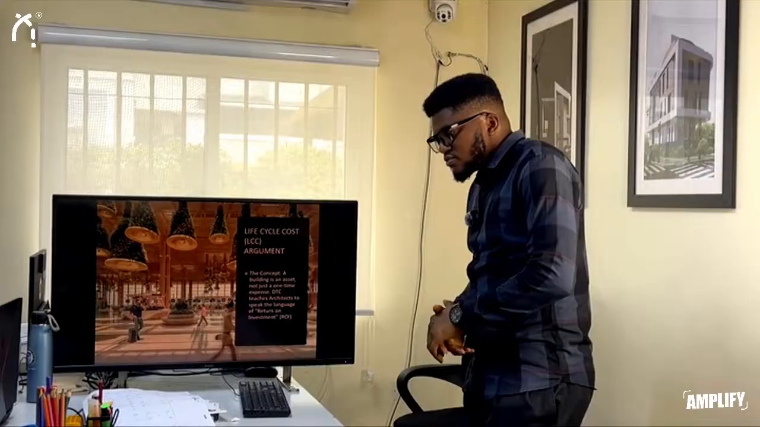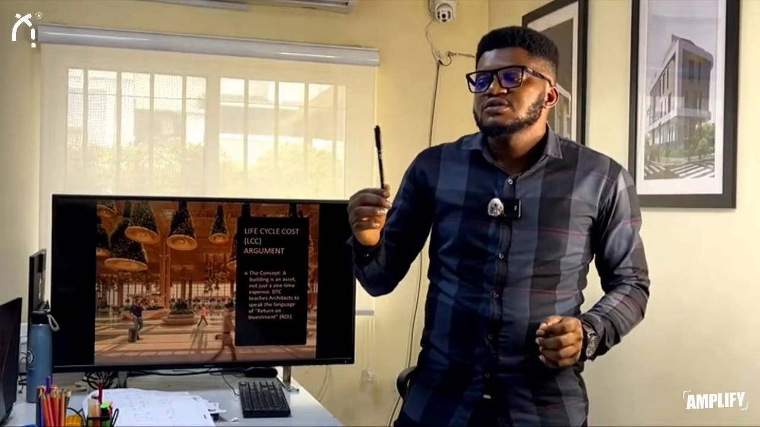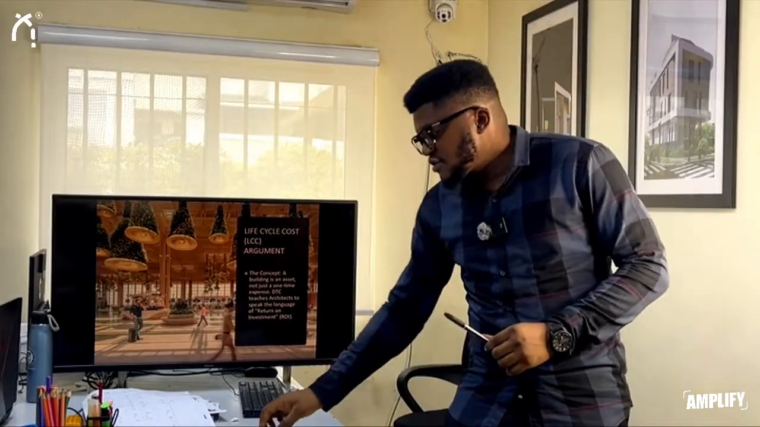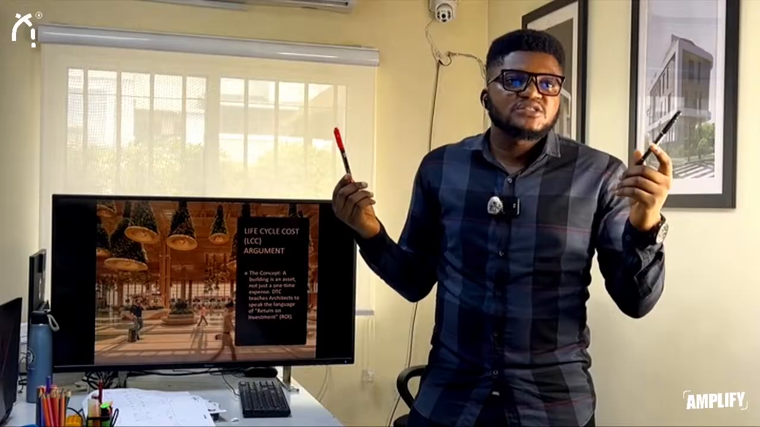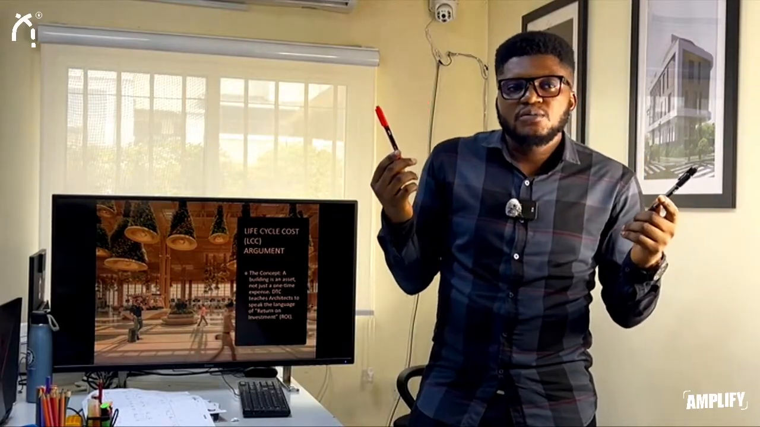Next, we need to understand life cycle costing. I have a pen. This pen costs about 1,000 naira. I have another pen. This pen costs about 100 naira. However, this pen is going to last me about a year, while this pen is going to last me about 2 months.